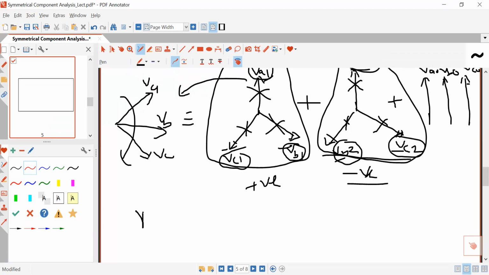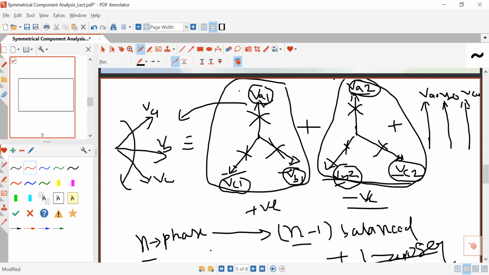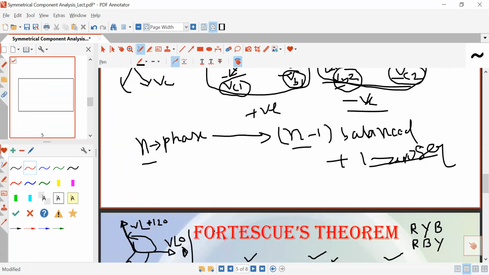If there is an n-phase system which is unbalanced, then according to the Fortescue theorem, it can be resolved into n-1 balanced phasors plus one zero sequence phasor. This theorem is called the Fortescue theorem. For a three-phase system, n will be 3. So two balanced phasors and one zero sequence phasor. So this is called the Fortescue theorem or symmetrical component analysis.